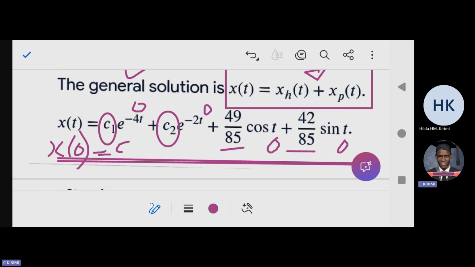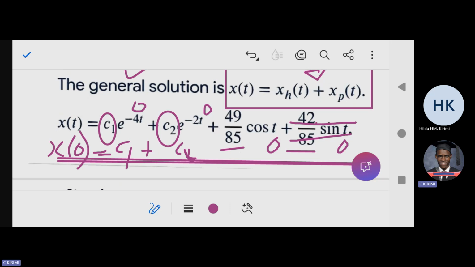So you'll be left with C1 plus C2, plus 6 plus 49 over 85 times cos 0, because cos 0 is 1. What about sine 0? It's 0, so this vanishes. It goes. Can you see?